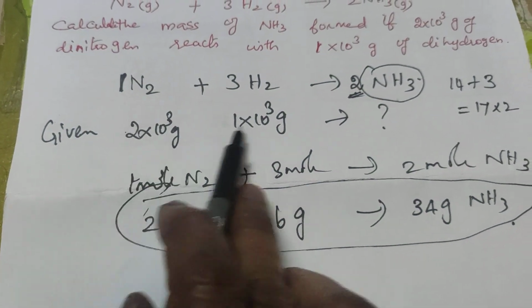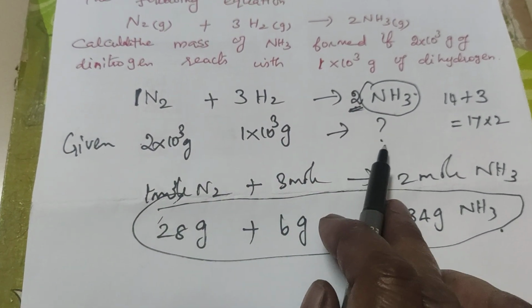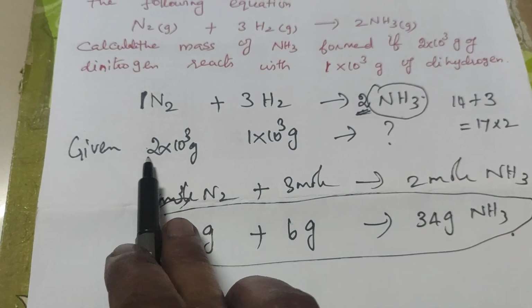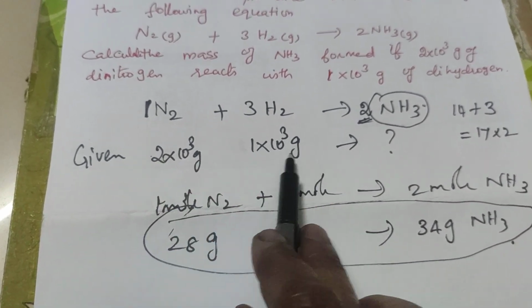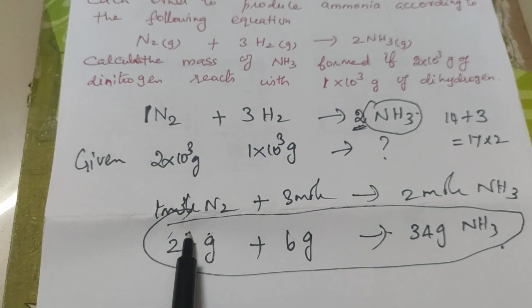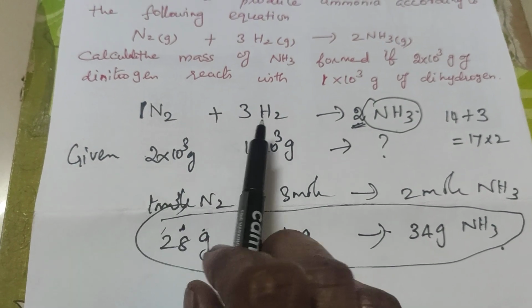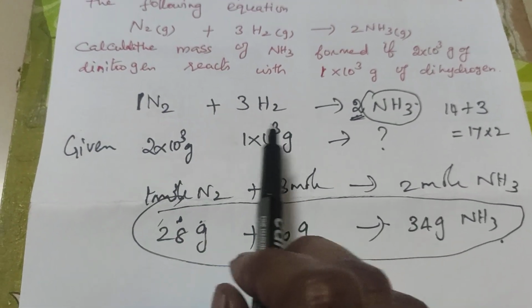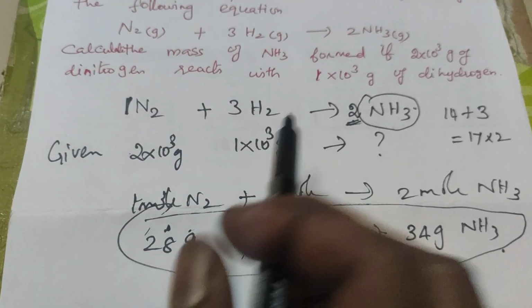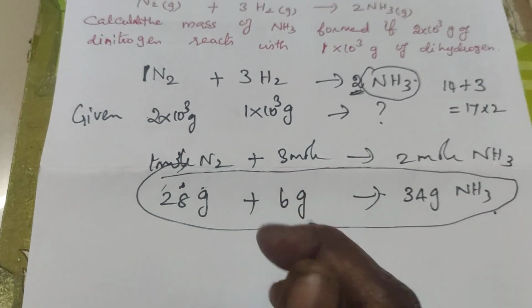This is the one which is given in the question, what you have taken in the reaction vessel. So how much ammonia will be formed? Remember, whatever you have taken in the reaction vessel will not undergo reaction. They will react according to the stoichiometric ratio. So how to find out how much is required for one reactant to combine with the other reactant? That is using this stoichiometric ratio only.